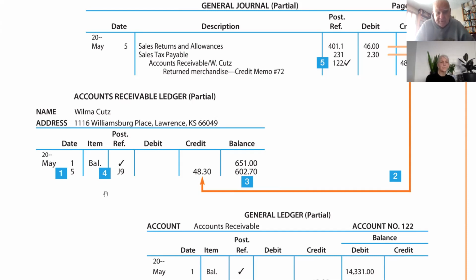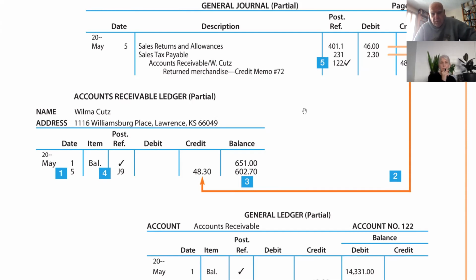Kutz, C-U-T-Z, Willie Kutz returned an item he purchased, and he paid $48.30 for that. And he returned it, therefore, he no longer owes us $48.30. So our accounts receivable has to go down with the credit. We reduce the sale amount with a debit to the actual merchandise cost, because you never debit sales, only debit these contras, and we don't have to pay the sales tax anymore. We paid it back to Willie, okay?